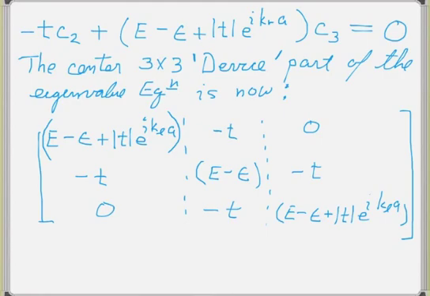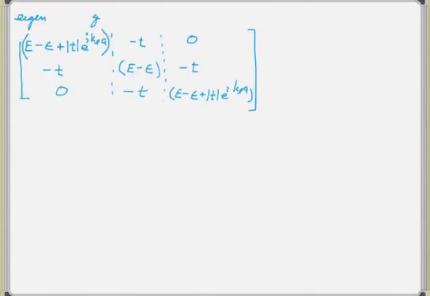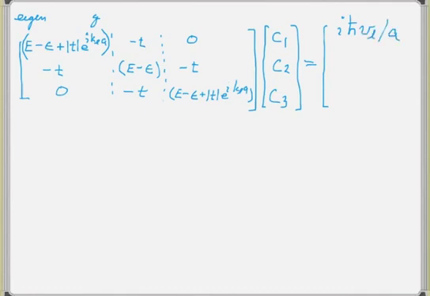Let me see if I can shrink it. Okay, here's my 3 by 3 matrix, and it's acting on C1, C2, and C3, and that's equal to, on the right-hand side, that one inhomogeneous term in row 1, and that's i h bar velocity over a. That's what that eigenvalue equation becomes.